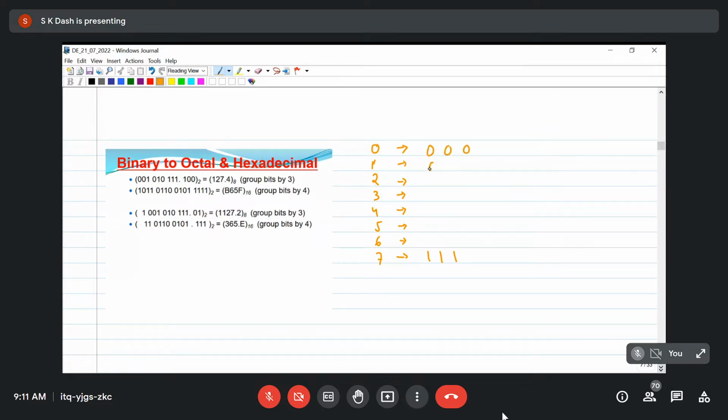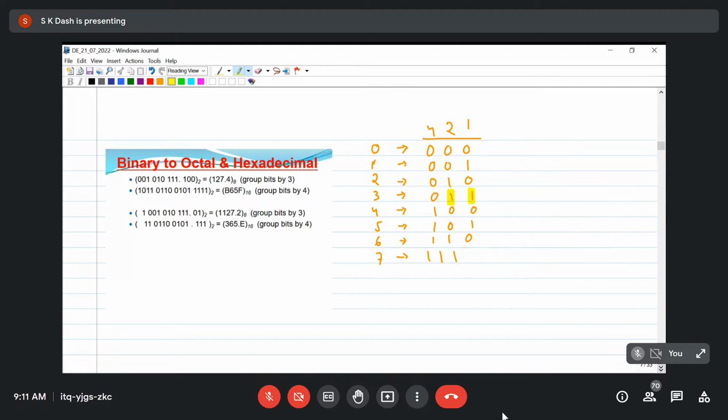So 0 will be 000, 1 will be 001, 2 will be 010, 3 will be 011, 4 will be 100, 5 will be 101, 6 will be 110. Same thing I am following. I am just following its weight. This position's weight is 1, this position's weight is 2, this position's weight is 4. Accordingly, you can represent that number as an addition of these weights and put a 1 in the corresponding positions. Suppose 3: 3 means 2 plus 1, so you can see 1 is here and 1 is here.